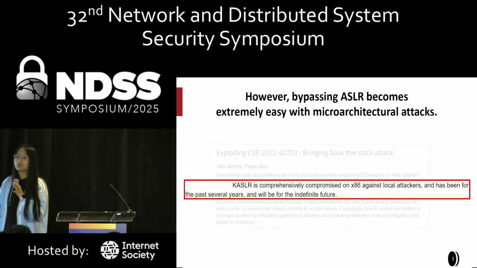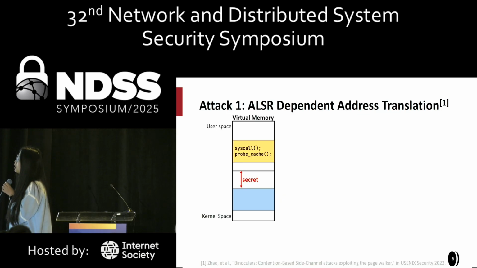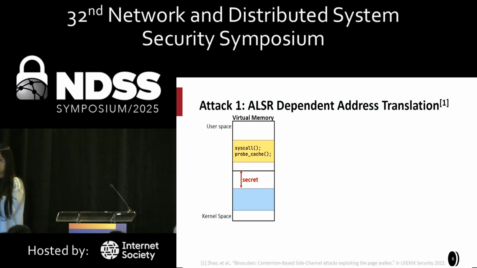So why is ASR so vulnerable to all these microarchitecture channel attacks? I'm going to explain why using two concrete attack examples. In the first example, the attacker aims to leak the kernel ASR secret from user space by exploiting the ASR-dependent address translation. In this diagram, the victim kernel code is relocated by a secret, as shown in this figure. All the attacker needs to do is already shown in the yellow box. You can see it's very simple. So how is it possible?